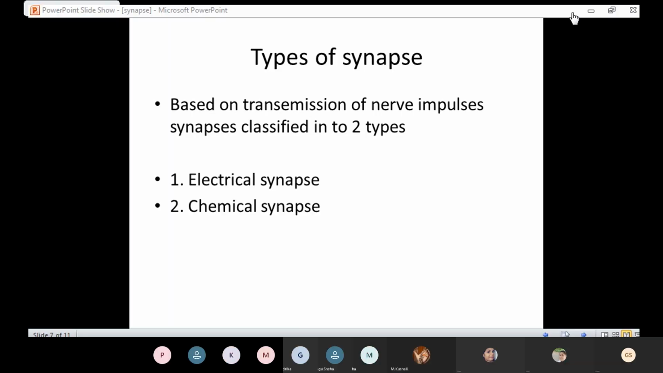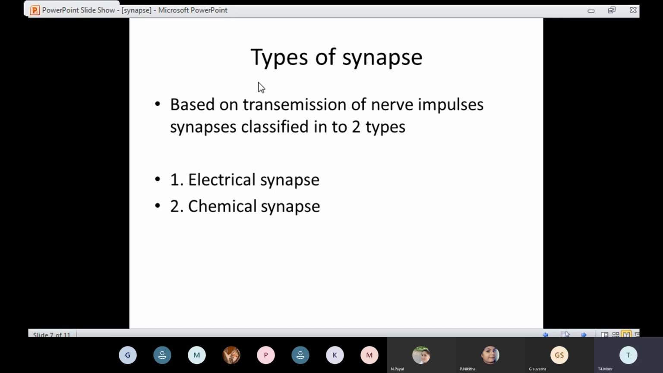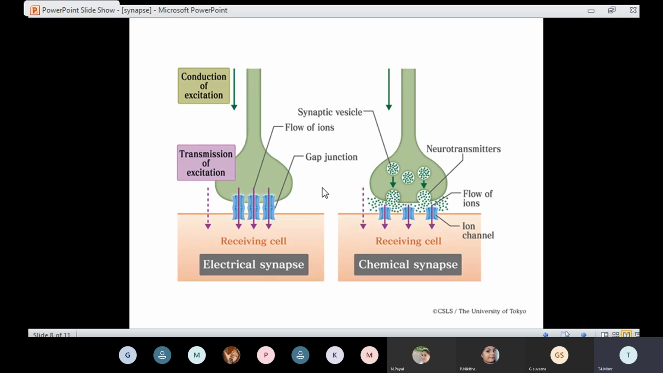Based on the transmission of nerve impulses, synapses are classified into two types: electrical synapse and chemical synapse. Now shall we discuss this? This is the electrical synapse. You can see here in this figure, this is the electrical synapse and this is the chemical synapse.